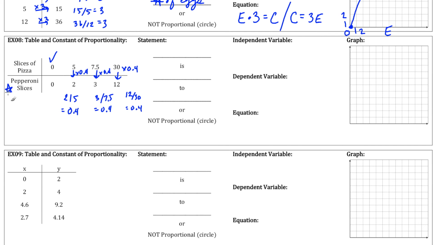Remember, this is the one that ultimately is the topic, we'll say. It kind of gets complicated. I'm just trying to give you something that you can latch onto fairly quickly. So we care about the second one. So pepperoni slices. So number of pep slices is proportional to the number of slices of pizza.